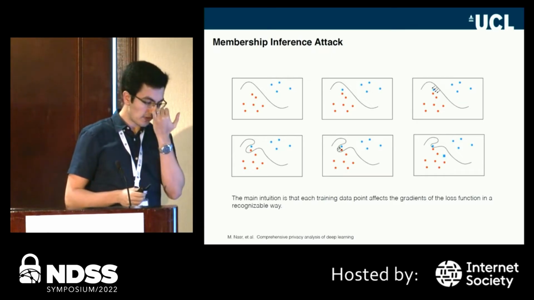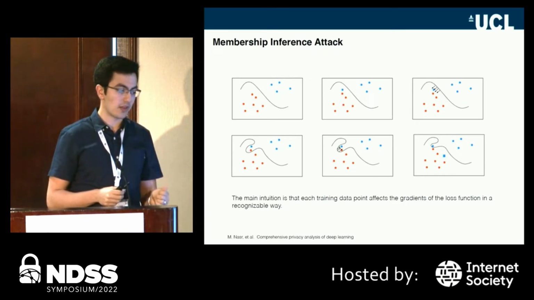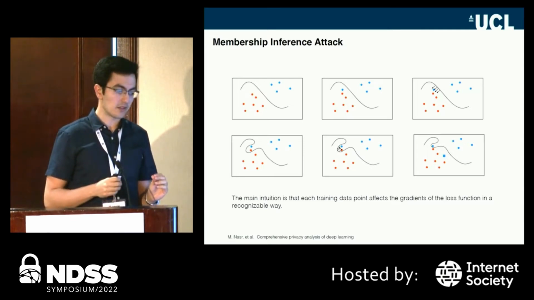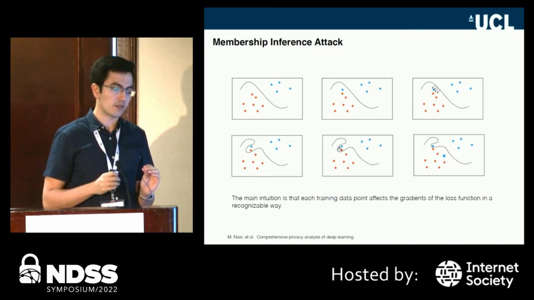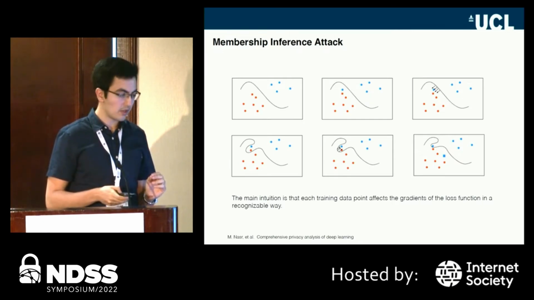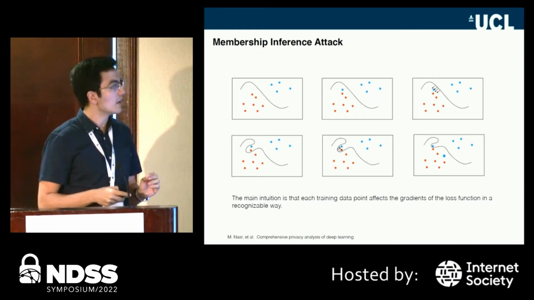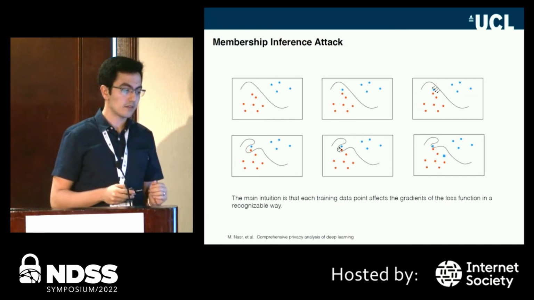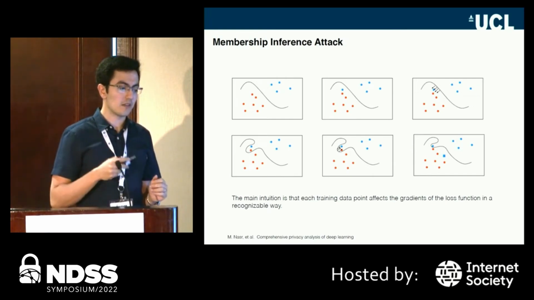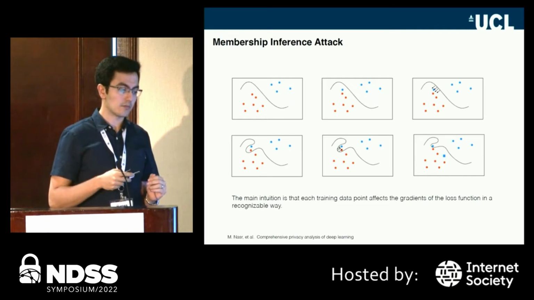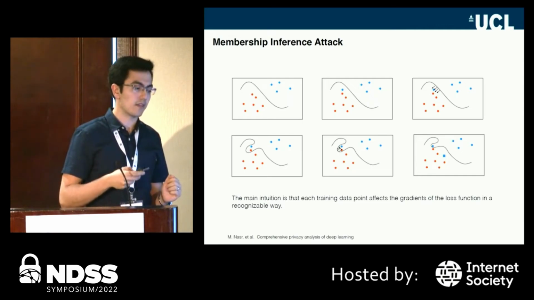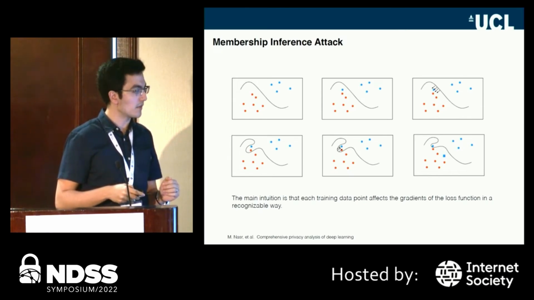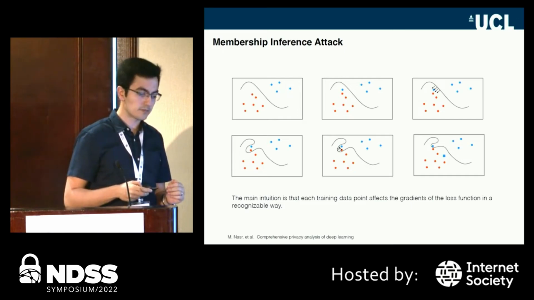For membership inference attack, we focus on the attack by Naseri. I'm going to explain very briefly that the intuition is that each data point affects the gradients of the loss function. So for example, if we have a task like this, and then we have a new data point which belongs to the blue class, it computes the gradients, and then it moves the curve to the opposite side of the gradients, and then if it goes further, basically it tries to correct it, and then at the end we will end up with the correct curve.